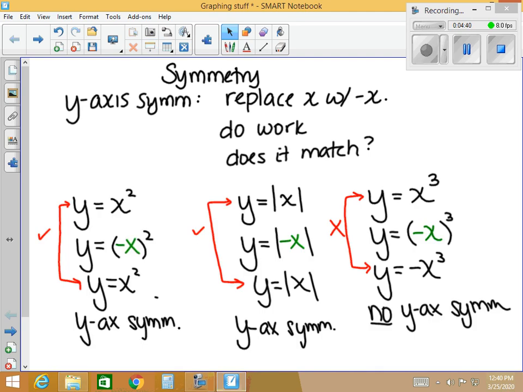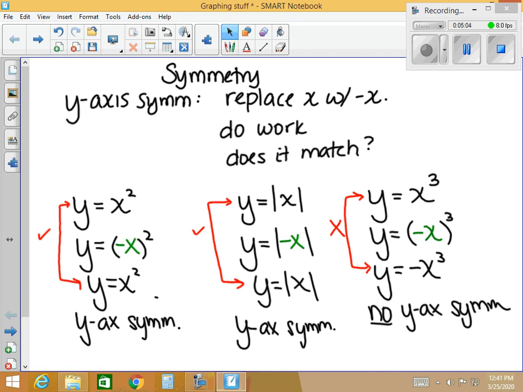Okay. So if I'm looking at the function y = x² here on the left, I'm going to replace x with negative x. If I square negative x, I still get x squared. y = x² matches the y = x² that I started with. So yes, that graph would have y-axis symmetry.